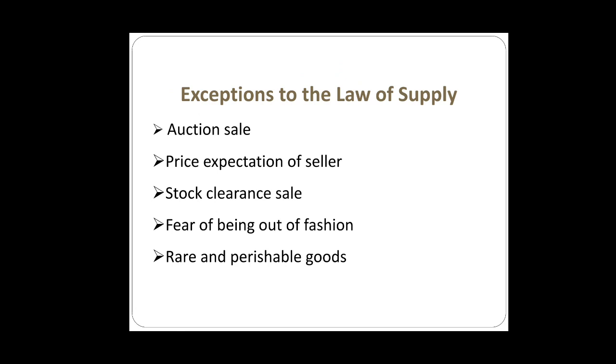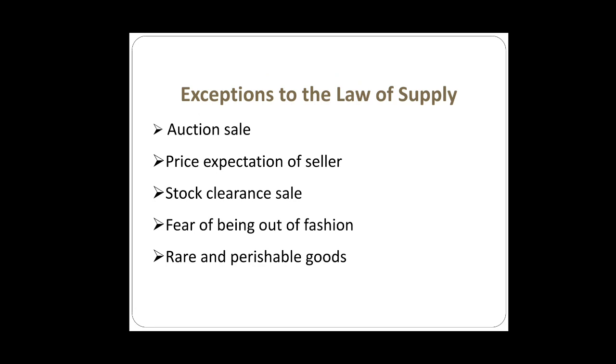Now, coming to the exceptions to the law of supply. Dear students, as a general rule, the supply curve slopes upwards, as shown in the previous slide, showing that quantity supplied increases with a rise in price and vice versa. However, in certain cases, the positive relationship between own price of a commodity and quantity supplied of that commodity may not hold true, and those situations are: number first, auction sale. In a situation of auction sale, the law of supply may not hold good.